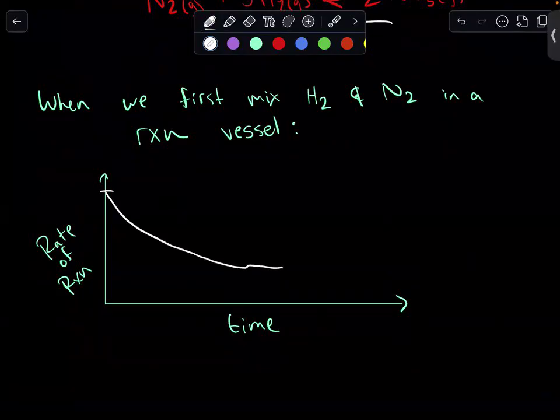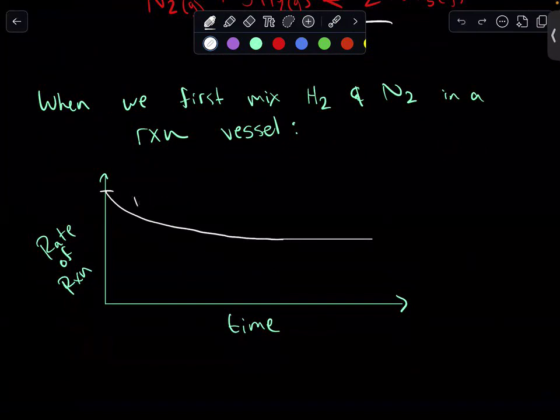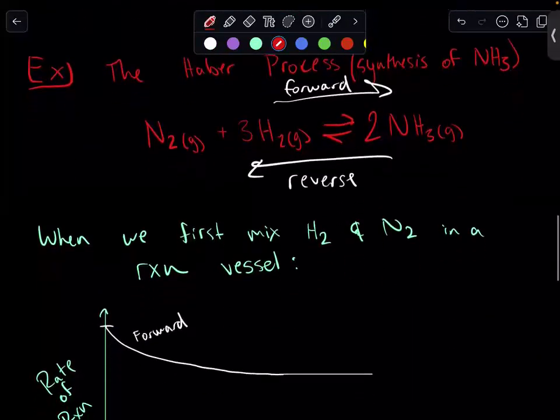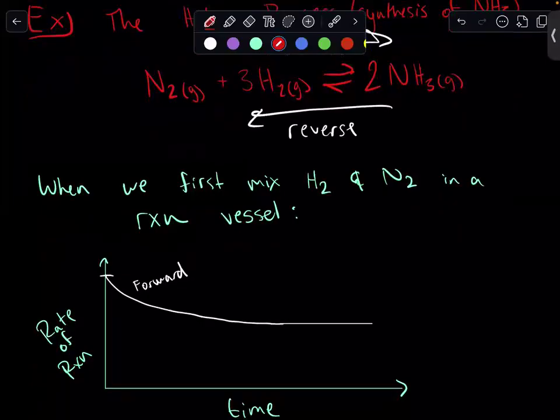So we get a graph that looks kind of like that. I'm going to make it a little cleaner. And then it levels out. So this is our forward reaction. Forward. Now, our reverse reaction, on the other hand, is a little bit different. Because we start with no ammonia in our chamber, that means we start with no reactants according to the reverse, meaning our rate starts at 0. The more ammonia we produce, the more our reaction can proceed. And so our reverse reaction is the exact inverse of this.